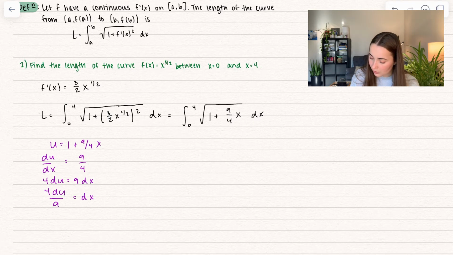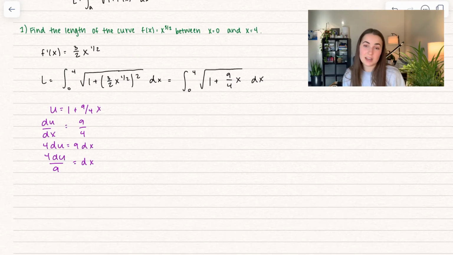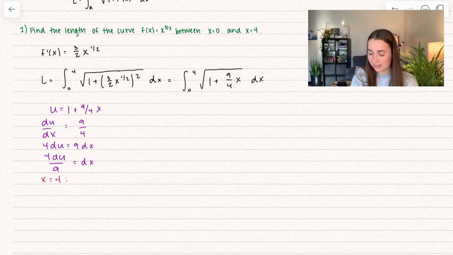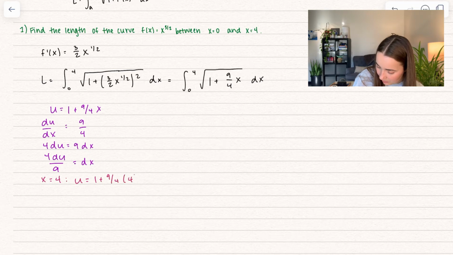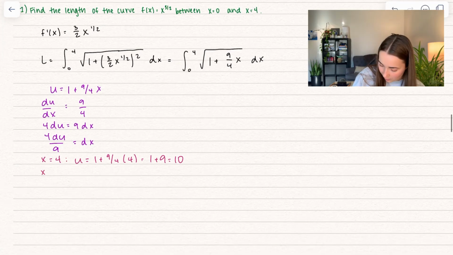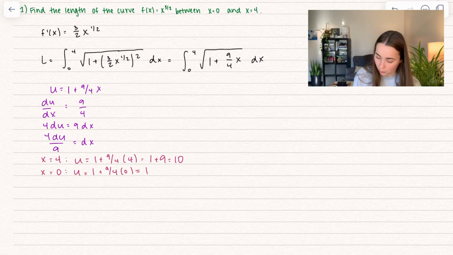Another thing that we have to do when we use u substitution with definite integrals is change the bounds. So here our upper bound, x is equal to 4, and now we can use what we set u equal to in order to find our new upper bound. So u is equal to 1 plus 9/4 times 4. That's just equal to 1 plus 9, which is equal to 10. So here we have a new upper bound of 10. Let's go ahead and find our lower bound. So x is equal to 0, u is equal to 1 plus 9/4 times 0, and that's just going to be equal to 1, right?